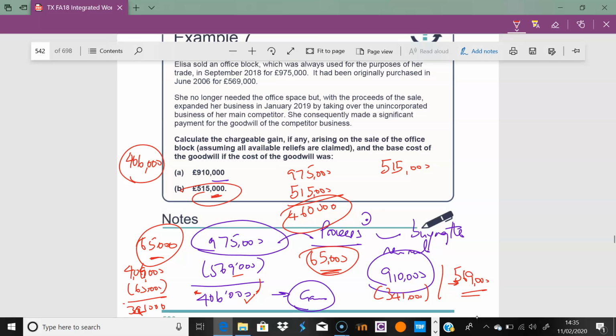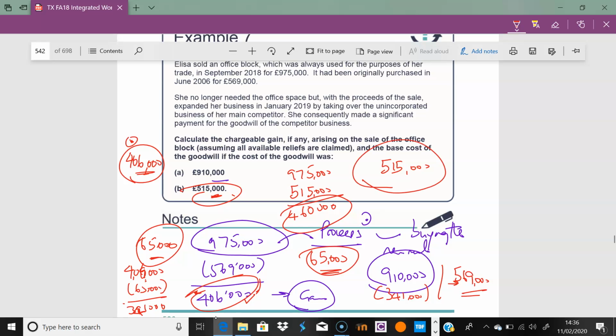So this 515 in itself has nothing to do with the gain itself. It is just, how much of it have we spent? You've spent only 515 of it, a difference of 460. And so in effect, you've pretty much kept all the profits from this gain. So all of that gain is chargeable. The chargeable gain in this case is everything, 406,000, and the base cost is just what it is, 515.